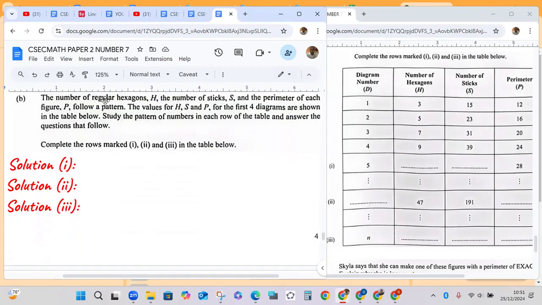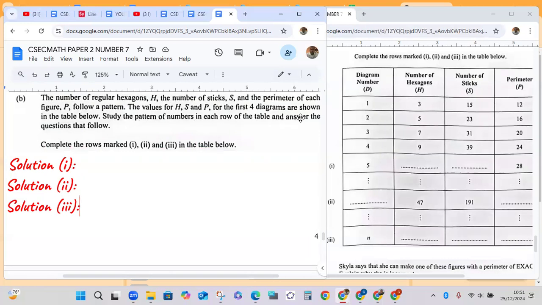It says the number of regular hexagons H. So H stands for number of hexagons. The number of sticks S. S stands for number of sticks. And the perimeter of each figure, P for perimeter, follow a pattern. So the values for H, S, and P for the first 4 figures are shown in the table below. Study the pattern of numbers in each row of the table and answer the questions that follow. So we're going to do a recording for each of the parts, a recording for 1, for 2, and for 3.